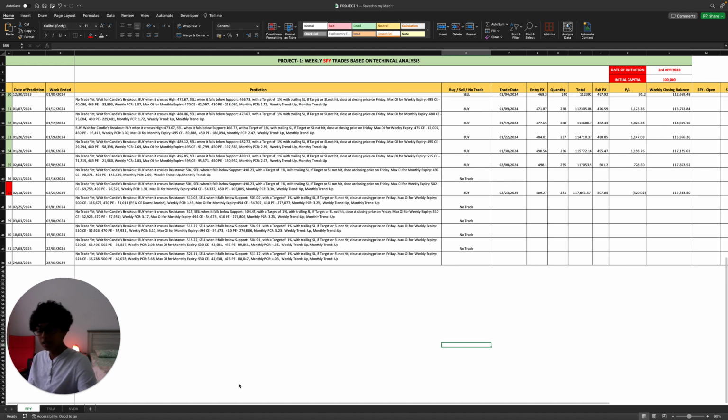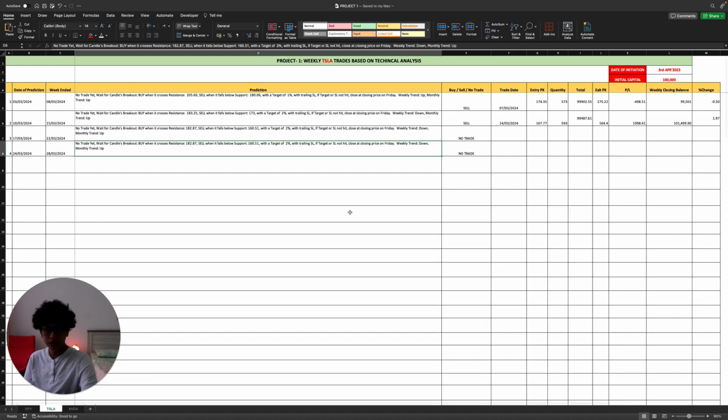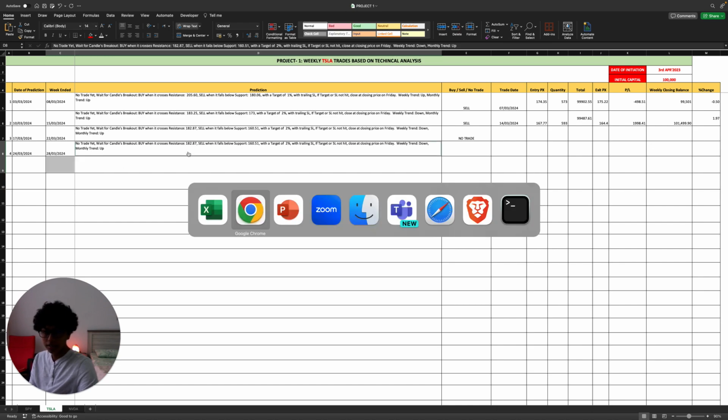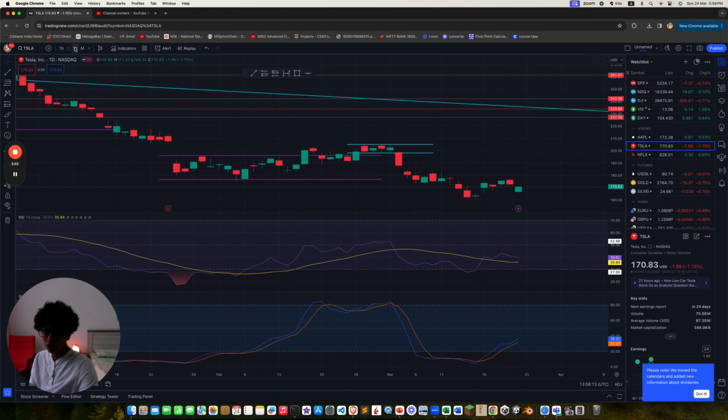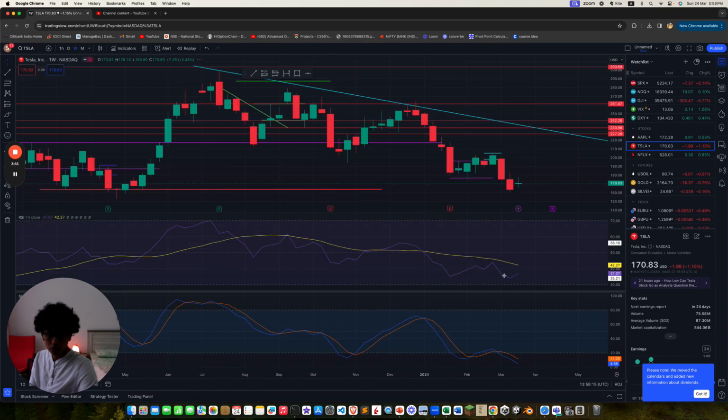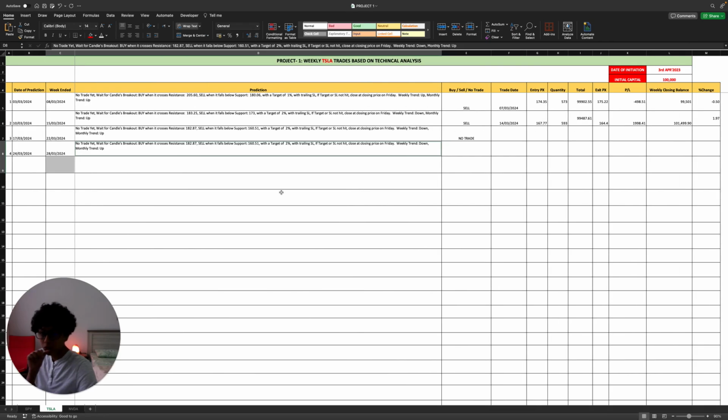So if we go to Tesla's tab, last week we didn't have a trade. So this week, again, no trade yet. We buy when it crosses the support and resistance at 182.87. Let me just triple check if that is correct, since it is supposed to be the high and low of this candle. 182.87 and 160.51. Perfect. Target of 2% trailing stop loss.